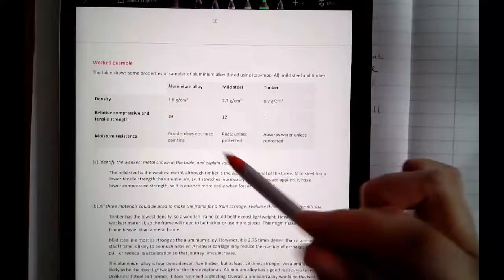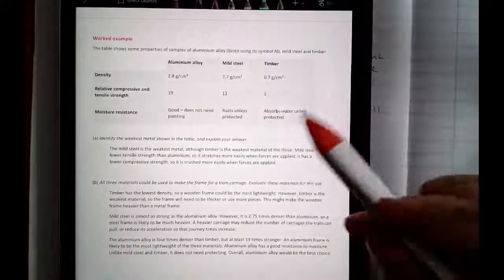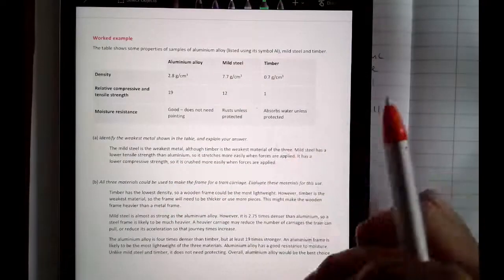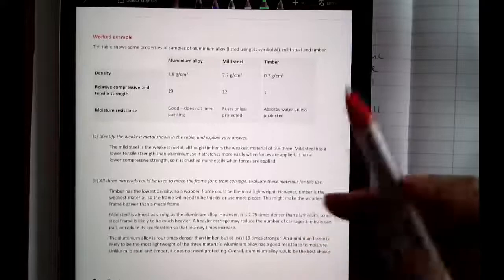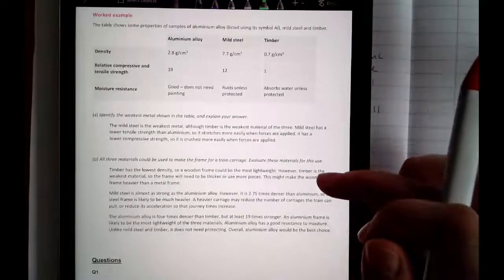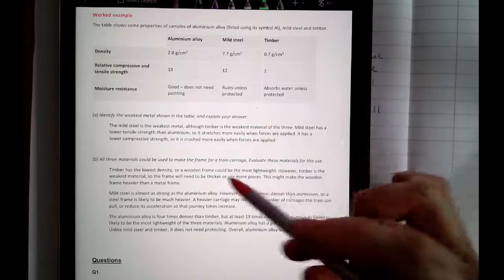So this is the kind of common example. You're given a table, it gives you some properties, and then you need to link it. So I've got a worked example. All 3 materials could be used to make the frame for a train carriage. Evaluate these materials for this use. In these types of questions, as long as you're saying something reasonable and you're backing it up, you'll still be able to score marks even if you write something different from the person next to you. So you're trying to make a frame for a train carriage.